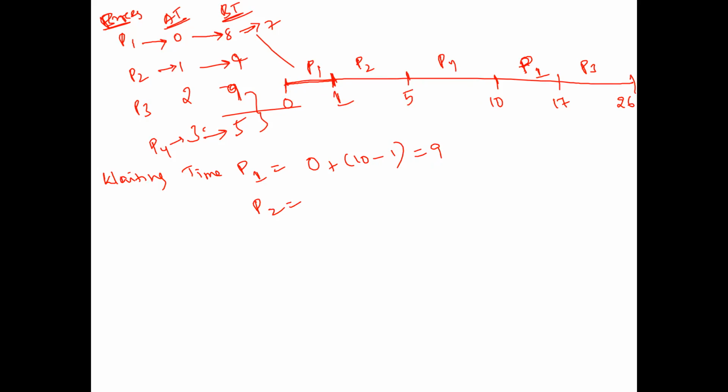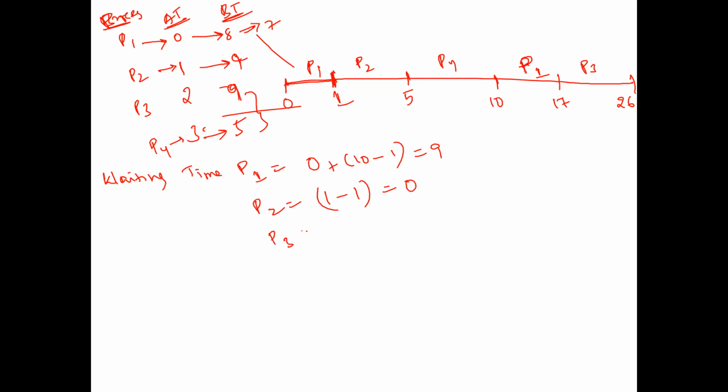Then process 2. How much time has process 2 waited? 1 unit of time, but it arrived at that time itself. So 1 minus 1 is equals to 0.